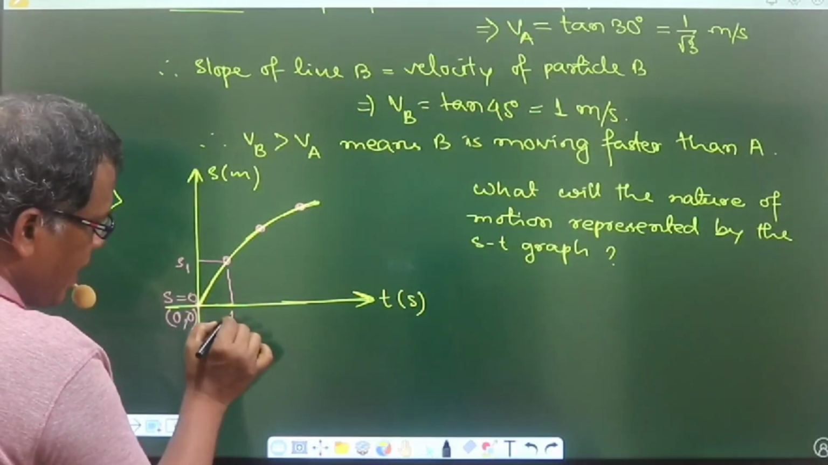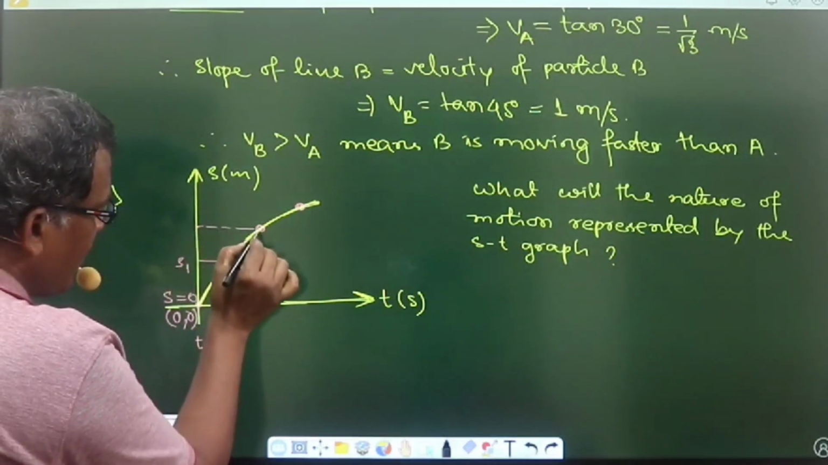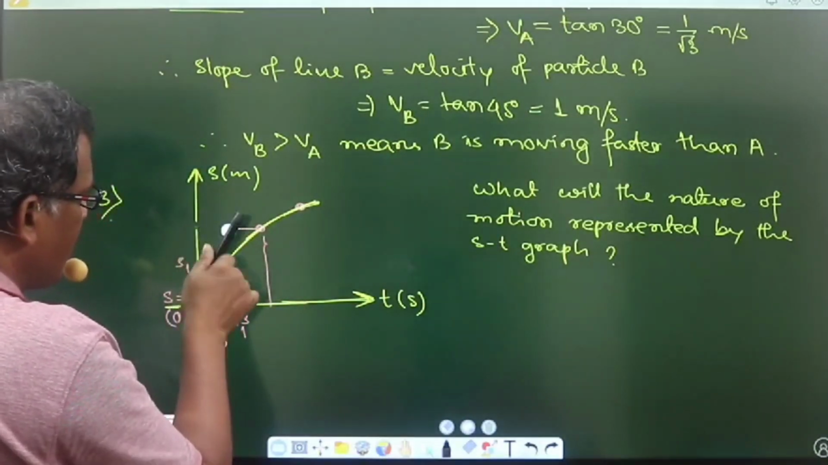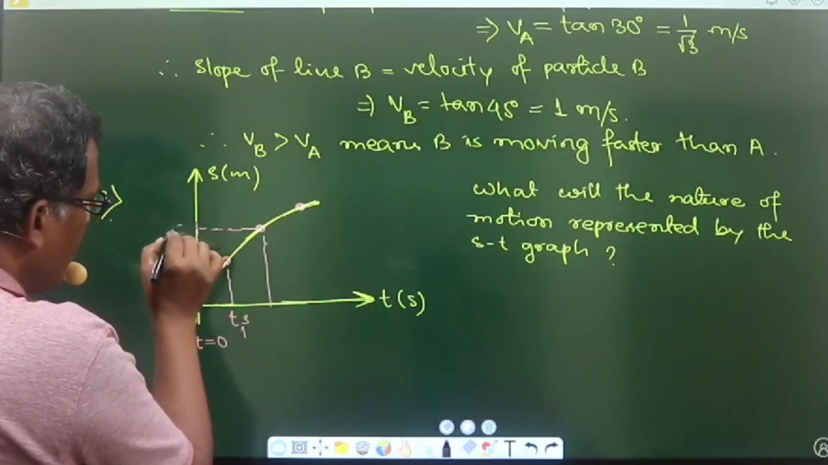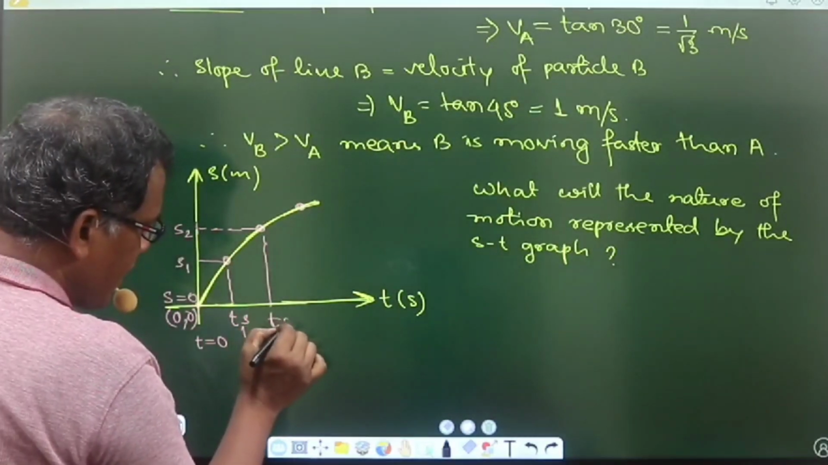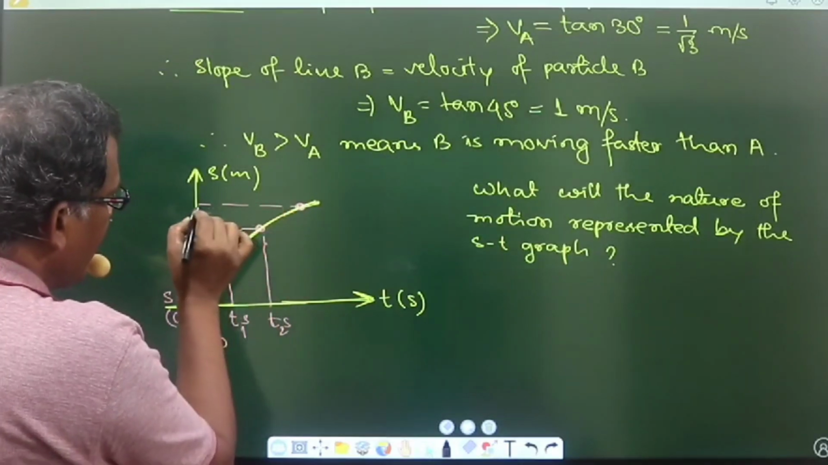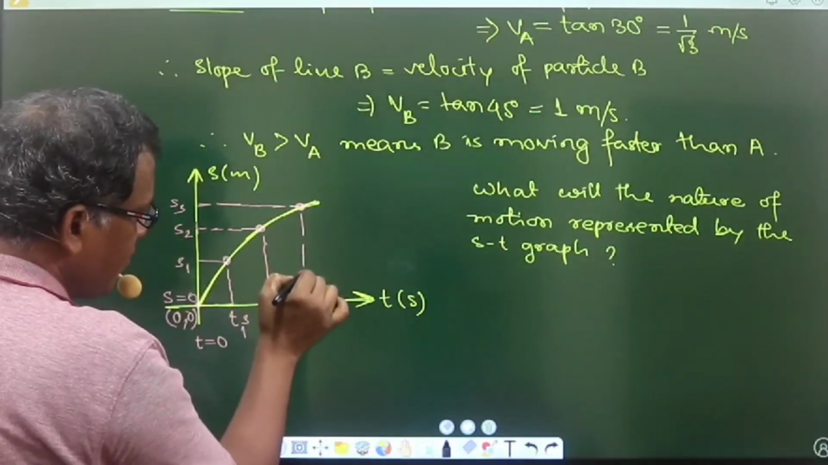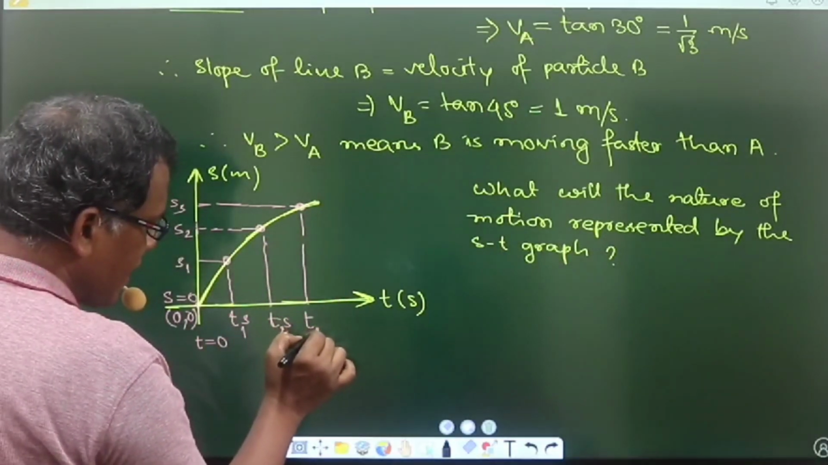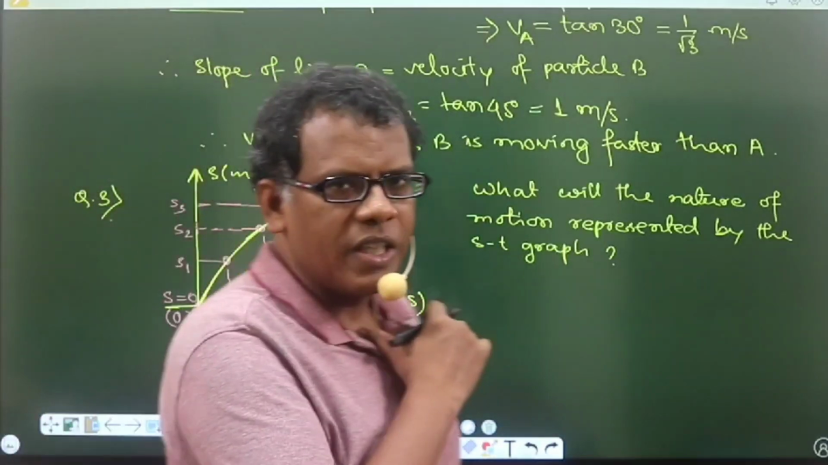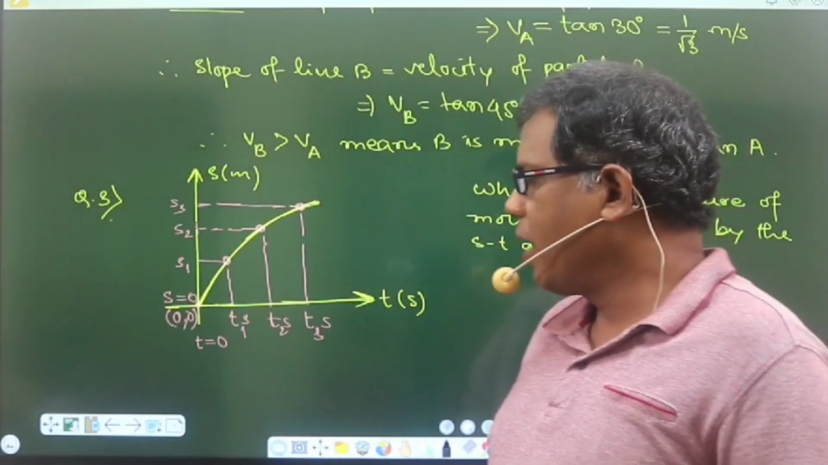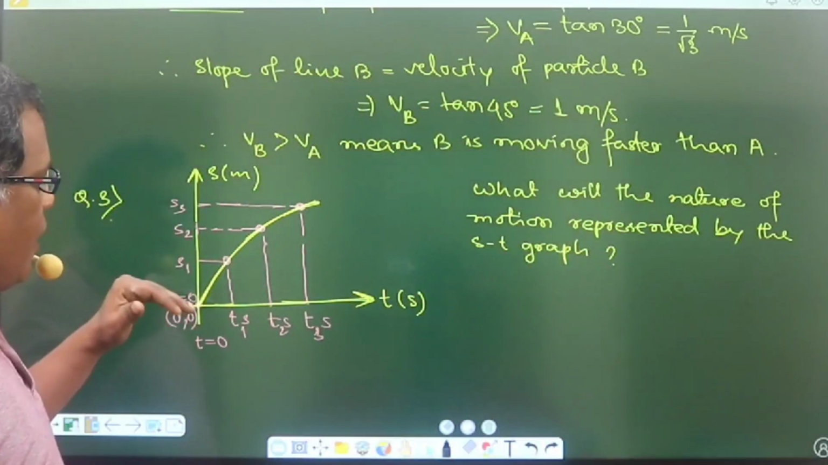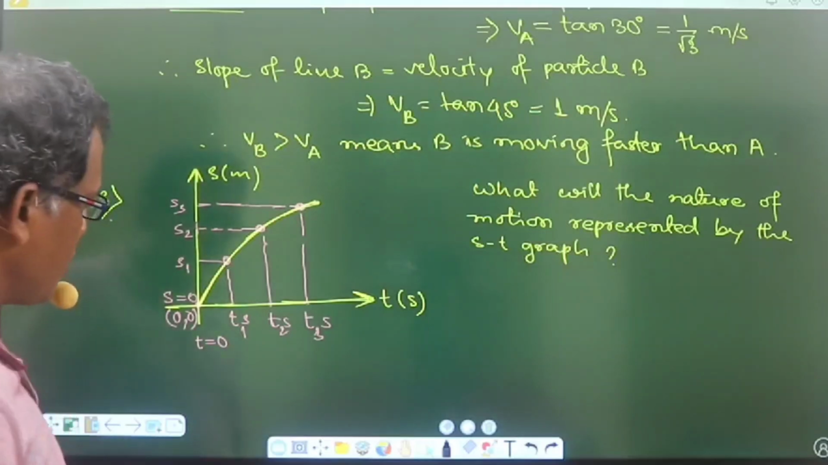At one point it is at S1 at T1 second, then we find its position somewhere at S2, let this be at S2 at T2 second, and then finally it is located at another position, let it be S3 at a further increase in time, that is T3 second. So three distinct positions have been shown for the particle with increasing time, and the positions show that it is definitely moving further away from the starting position.